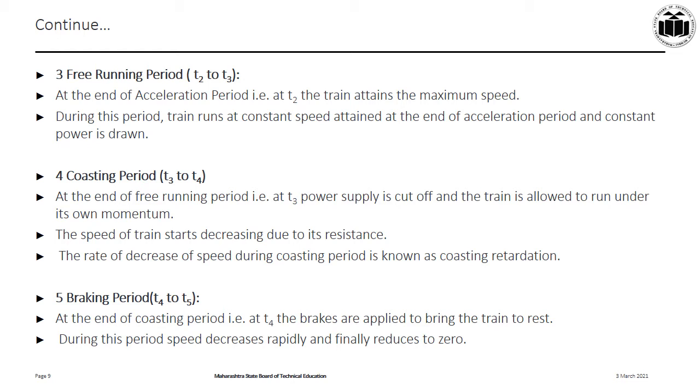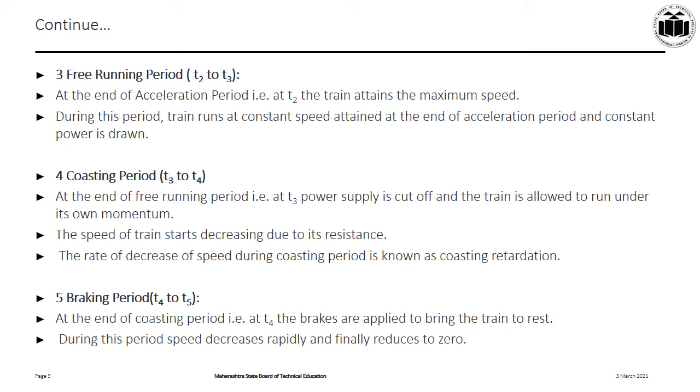The third time period in the speed time curve of the traction system is free running period or constant speed period. In this period, the train runs at its maximum speed, which is attained at the end of the acceleration period. During this period, the motor draws the constant power from the supply.